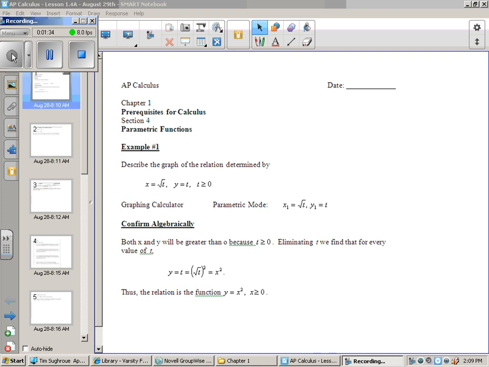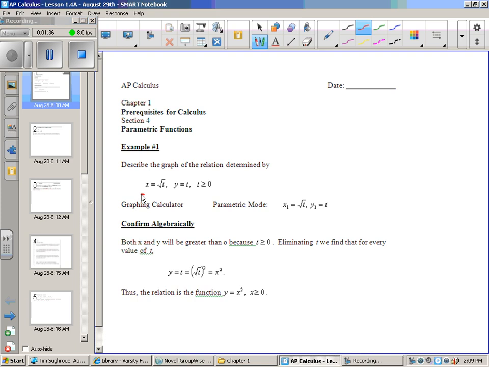So here, in this situation, x is described as the square root of t, y is described as t when t is greater than or equal to 0. So here's the parametric mode that we need to type in. But there are some unique situations with parametric mode that we will take a look at in the calculator. So get your calculator out, get it ready, and I'll call it up right here.